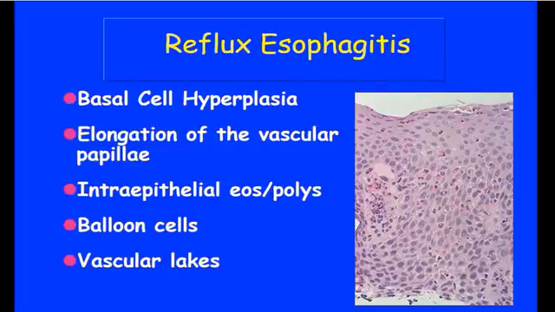If we're lucky, we'll see a few eosinophils or maybe a couple of neutrophils. Other things that are associated with reflux, balloon cells we'll look at in a minute, and vascular lakes are on that list, although I'm not a big fan of that as being indicative of anything.